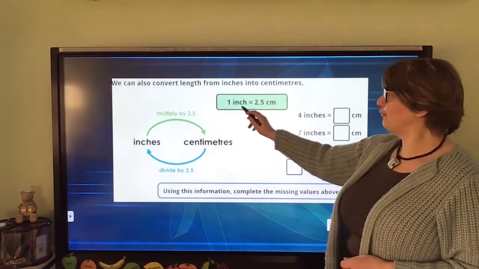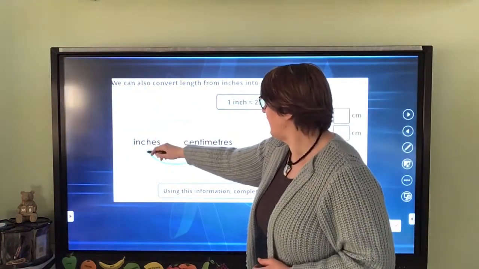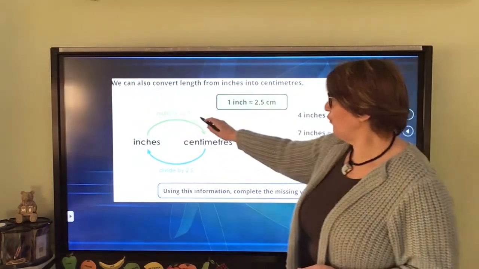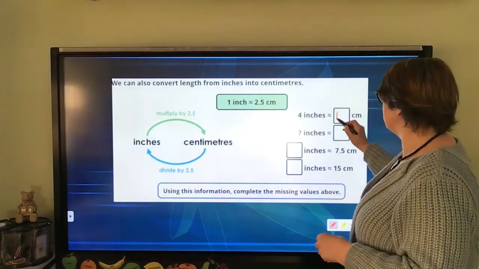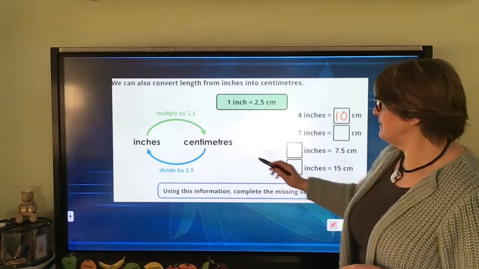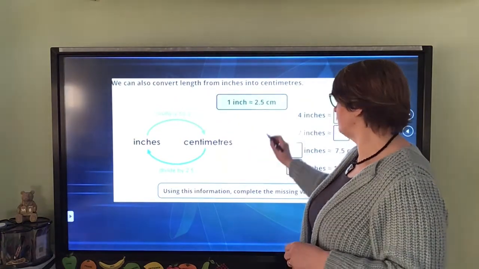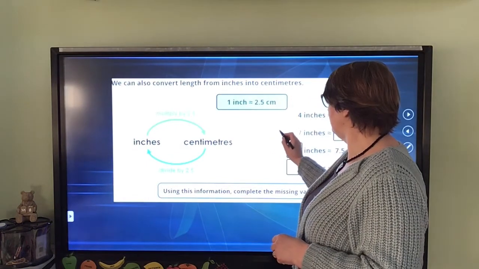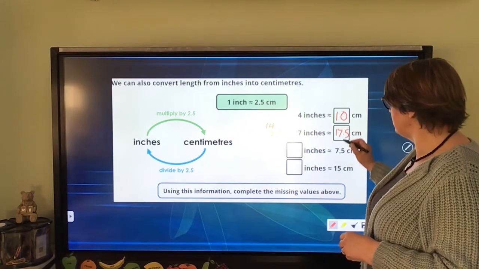So if we've got 4 inches, we're going this way from inches, so multiplying 4 by 2.5, 4 times 2 is 8, 4 lots of a half is 2, so that would be 10 centimetres. So 7 inches as centimetres, 7 times 2 is 14, 7 lots of a half is 3.5, so that'd be 17.5 centimetres.